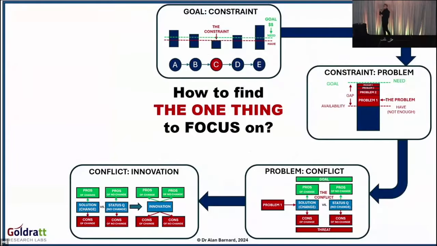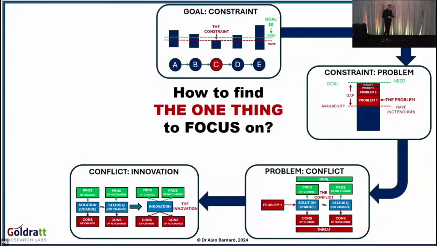Highlight this conflict, get all the stakeholders together, and make sure that everybody has an opportunity to list their unique pros and cons for this planned change and the unique pros and cons of the status quo. We want a new solution that gives us all or at least most of the pros with as few or none of the cons. That becomes the requirement for the solution.